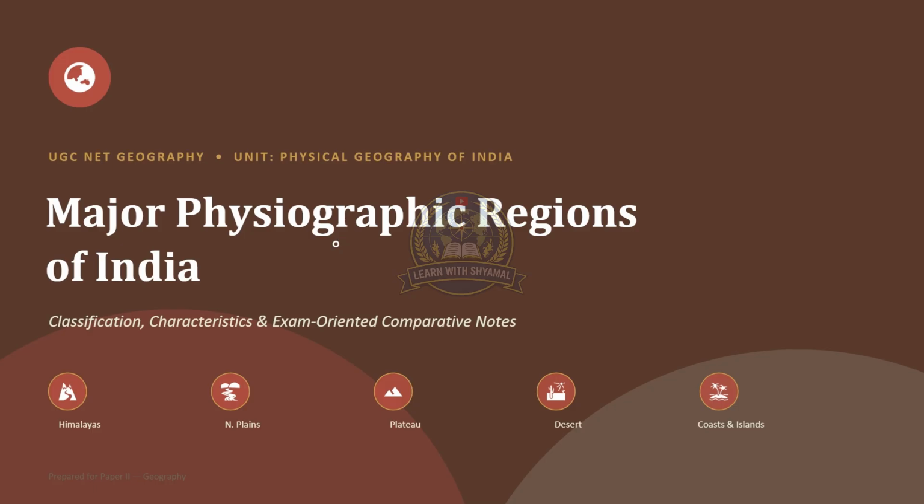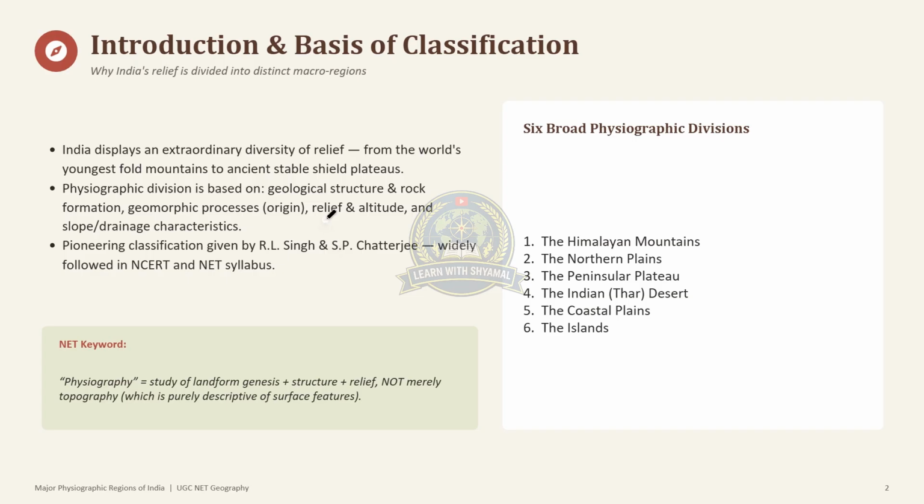Let's start the class. First of all, introduction and basis of classification. Why is India's relief divided into distinct macro regions? The Indian subcontinent is divided into 6 broad physiographic divisions: number 1, the Himalayan mountains, the northern plains, the Peninsular Plateau, the Indian Thar Desert, the coastal plains, and lastly the islands. India displays an extraordinary diversity of relief, from the world's youngest fold mountains to ancient stable plateaus.